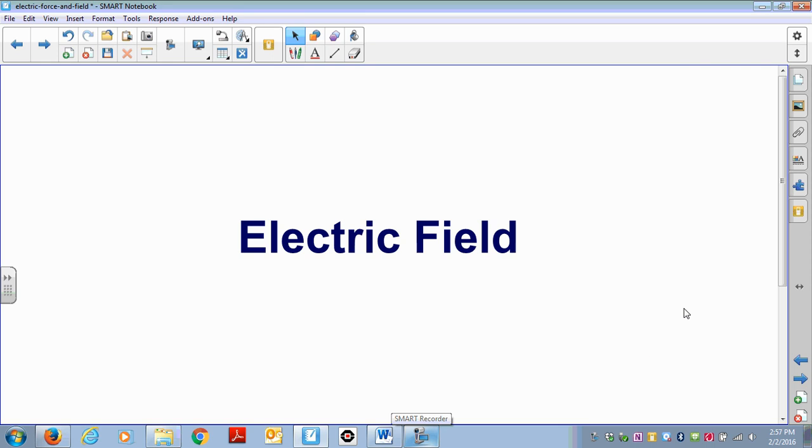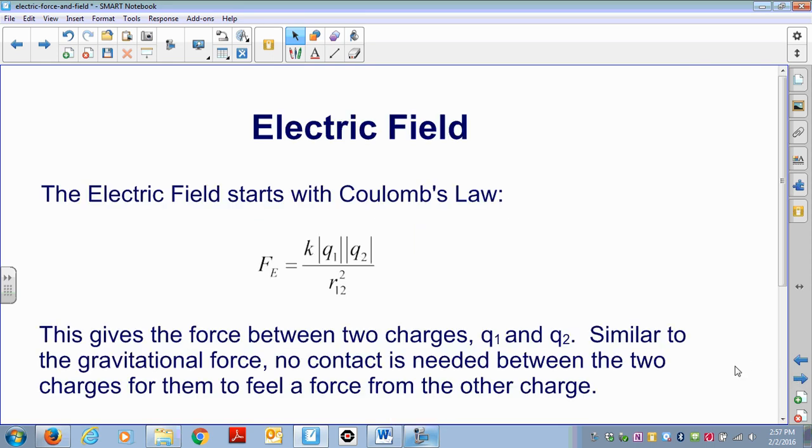In this video, we're going to cover electric fields. The electric field starts with Coulomb's law. F is equal to kq1 q2 over r squared. This gives the force between two charges, q1 and q2.